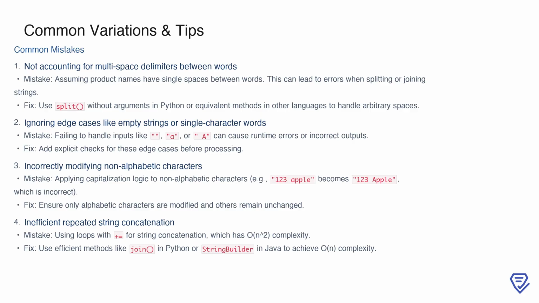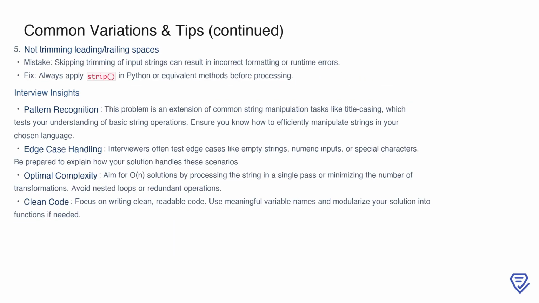Lastly, watch out for inefficient string concatenation. Using loops with plus equals for strings has an O(n) squared complexity due to repeated allocations. Instead, you should use efficient methods such as join in Python or string builder in Java, which achieve O(n) complexity. Another common issue is not trimming leading or trailing spaces in the input string. Skipping this step can result in formatting issues or even runtime errors, so always use methods like strip in Python before beginning your main processing.